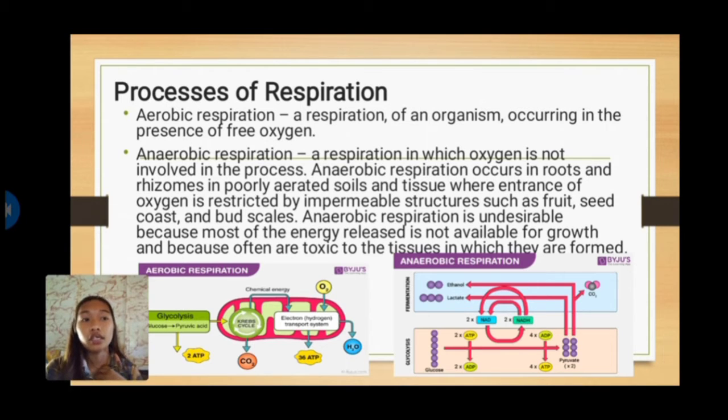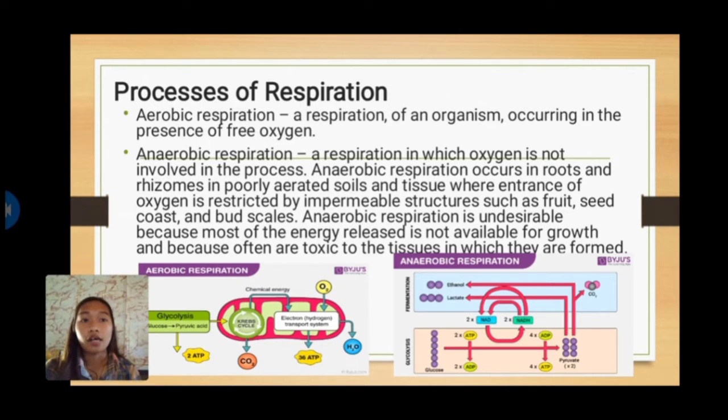It occurs in roots and rhizomes in poorly aerated soils and tissue where entrance of oxygen is restricted by impermeable structures such as fruit, seed coats, and bud scales. Anaerobic respiration is undesirable because most of the energy released is not available for growth and because often the products are toxic to the tissues in which they are formed.